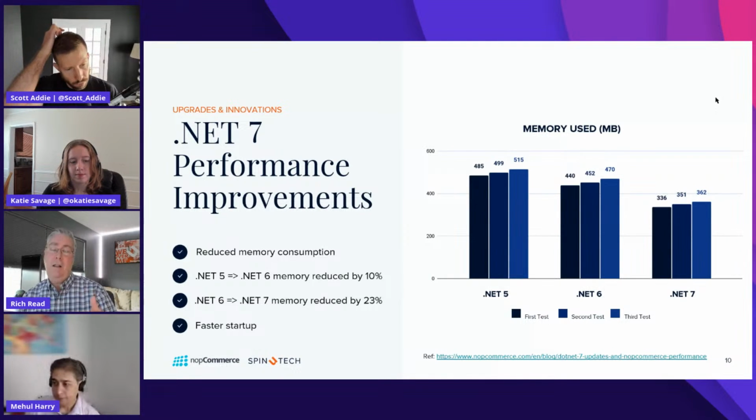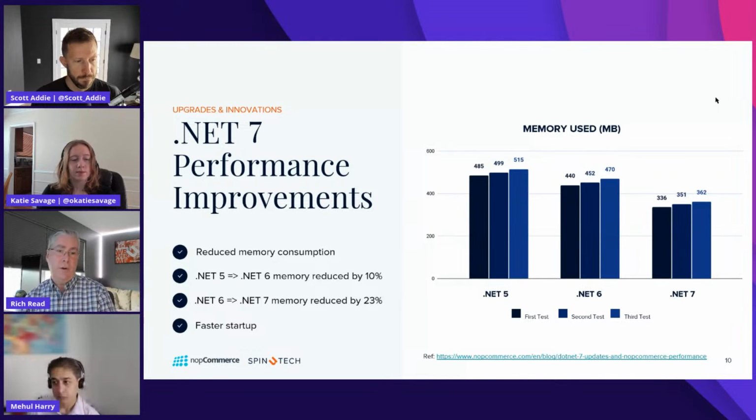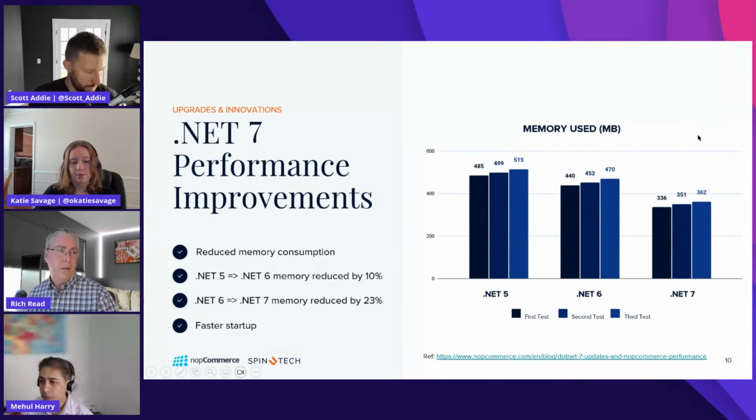They generally have been following the release cycle of the different .NET releases, so they start working with it early. They work with the beta versions all the way up through the release candidates, and then are generally ready a week after the new .NET launches. Nice. So in terms of .NET 7, lower memory usage as we walk through the different versions.